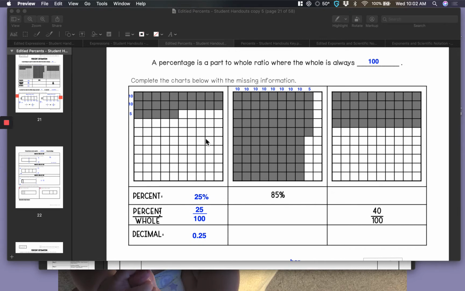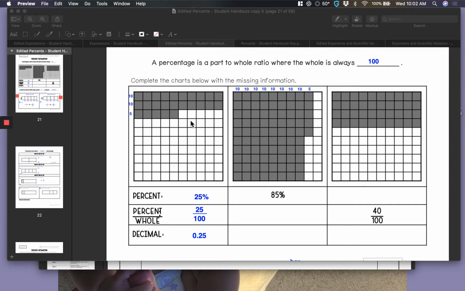Down here they want to know what percent of the box is shaded right here. Well, since there were 25 boxes shaded out of 100, which was the whole thing, and percentages are always out of 100, the percent for this box that's shaded is 25%.